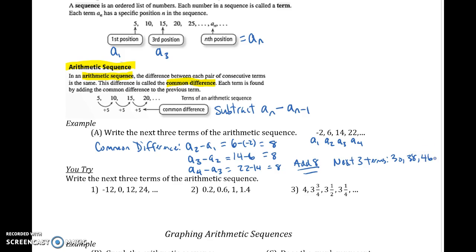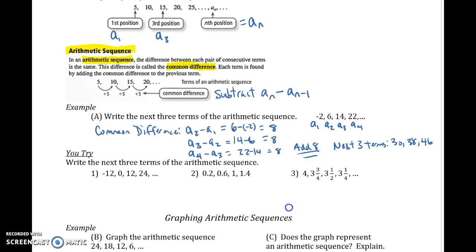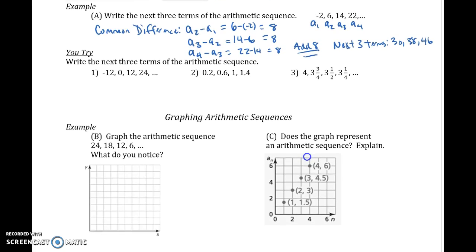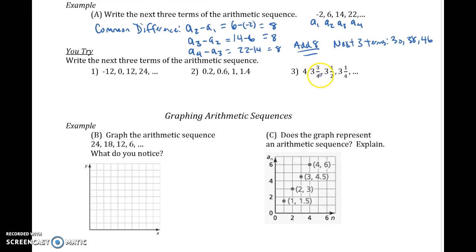Okay? So pretty straightforward. Go ahead and try number 1, 2, and 3. And if you have some difficulty with the mixed number, remember you can always change a mixed number to an improper fraction if that helps, or to a decimal. So for example, 3 and 3/4 is the same thing as 3 times 4 is 12 plus 3 is 15, so that's 15 over 4, or 3.75.